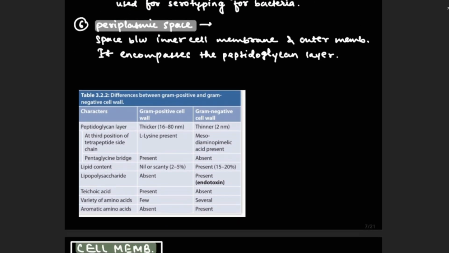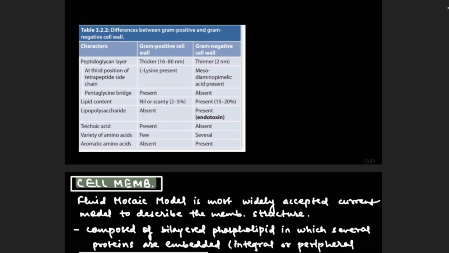Now next is periplasmic space. It is a space present between the inner cell membrane and outer cell membrane. It also encompasses the peptidoglycan layer. Now the differentiating features between the gram-positive and gram-negative cell wall.